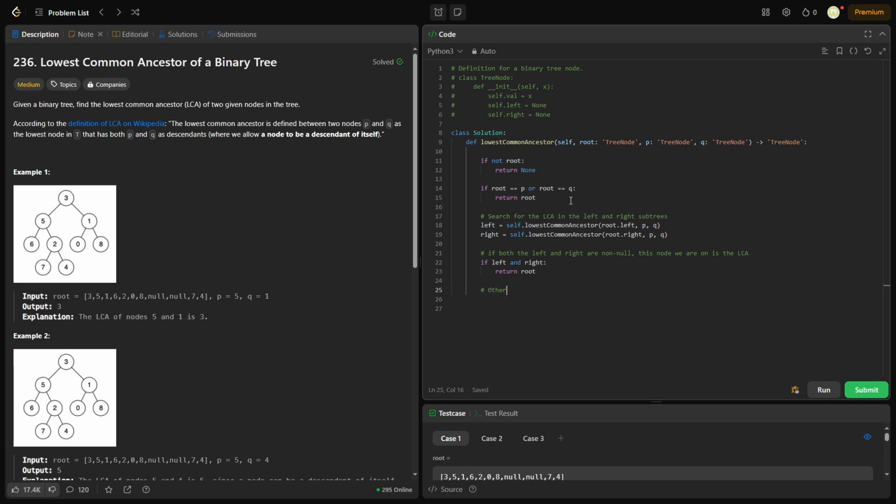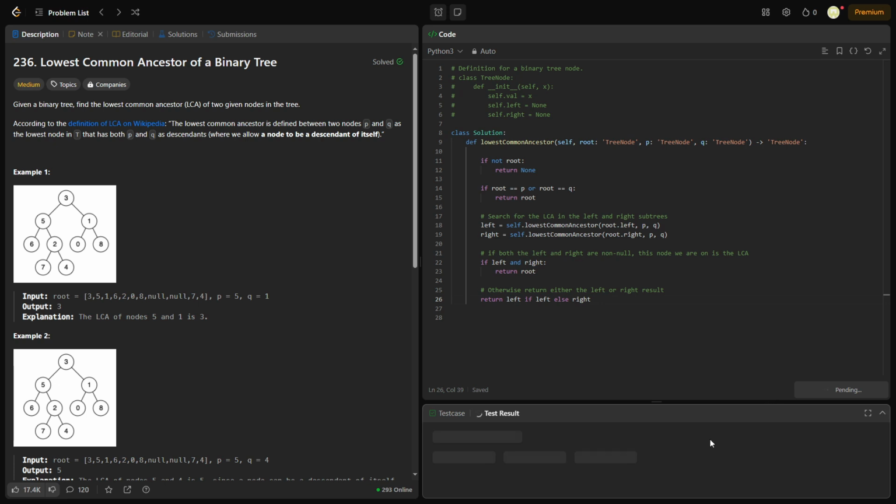And then otherwise, we'll return either the left or right result. We're going to say return left if left, otherwise right. So that's the code really. Okay, and I'll explain it in an image just so I can draw it really quickly.